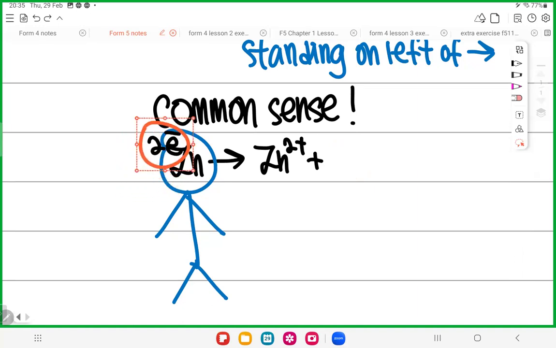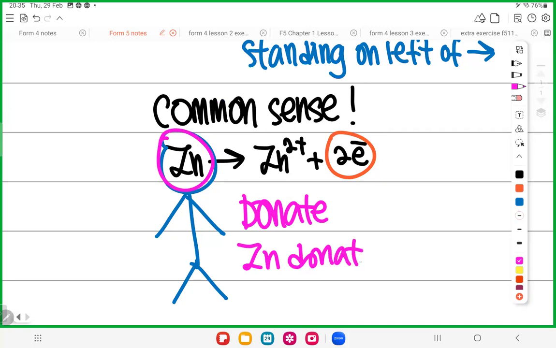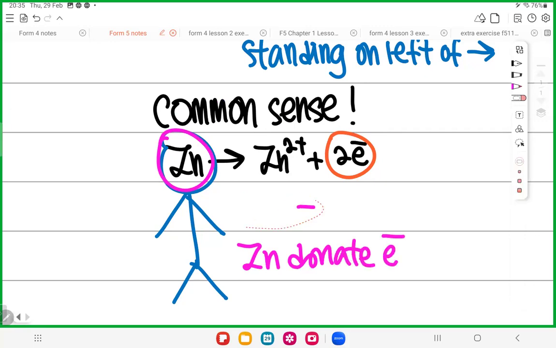So when you see the electron is far away from you, it means this electron, you throw it. So when you throw electron, what happened? Donate. So now, who donate, everyone? This fella, zinc. So you know zinc, this fella throw the electron. So zinc donate electron. See that? Do I ask you to memorize? No. I ask you to use common sense.